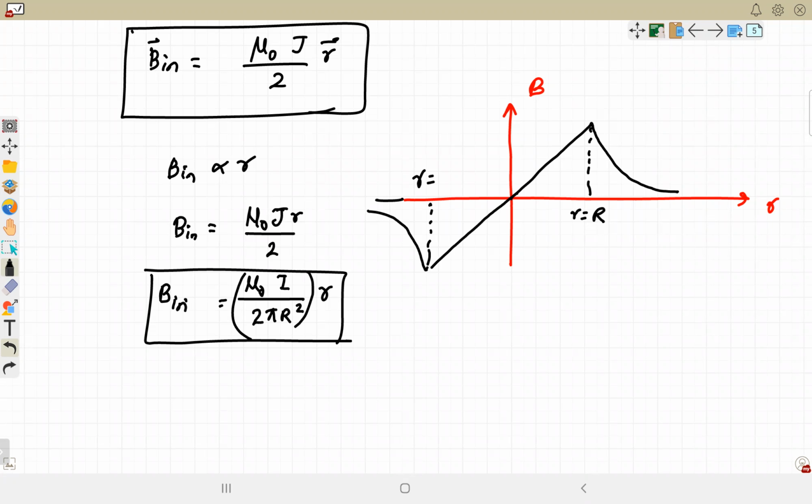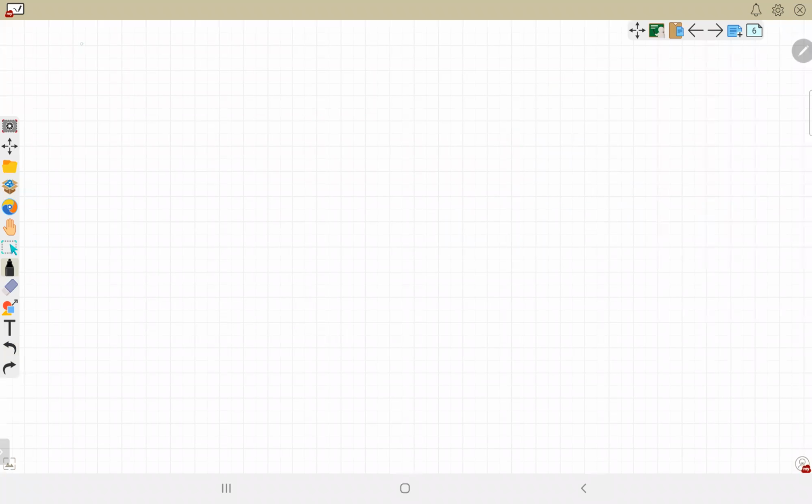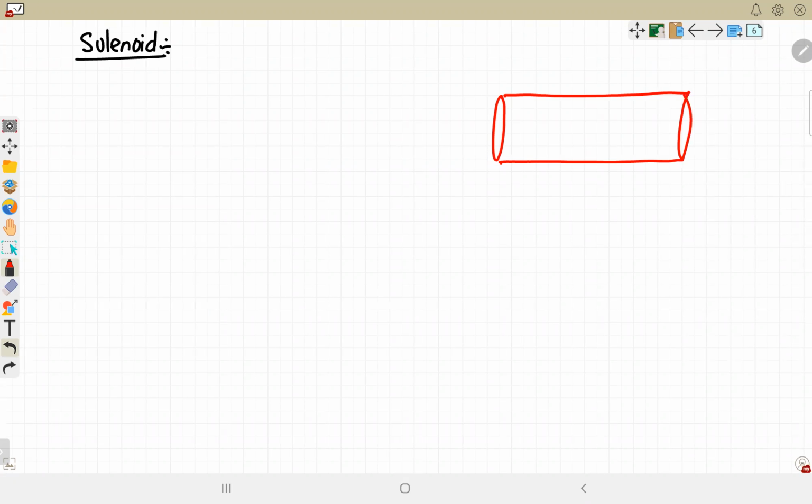magnetic field due to a long solenoid. So what exactly is a solenoid? It is a hollow cylindrical tube over which wires are bound along its length very closely, insulated wires. So it is a solenoid, a hollow cylinder. Usually length is quite large as compared to radius. That's the meaning of long solenoid. And the insulated wires are very closely wound along its length.